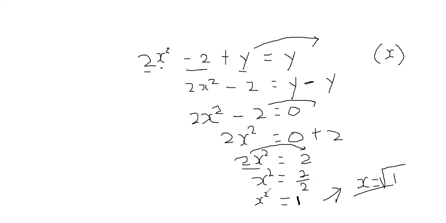And lastly, we take over the square, which is the power of x. Whenever we take over the square, it becomes the square root. So the last step is to take the square root of whatever is on the other side, the square root of 1. So therefore, x is equal to the square root of 1.